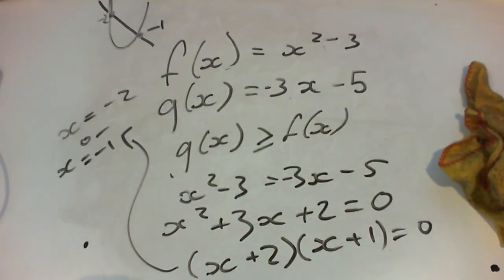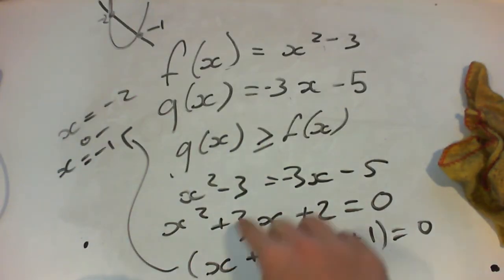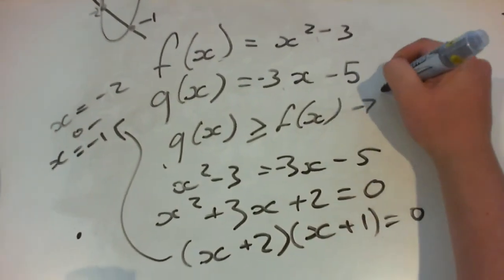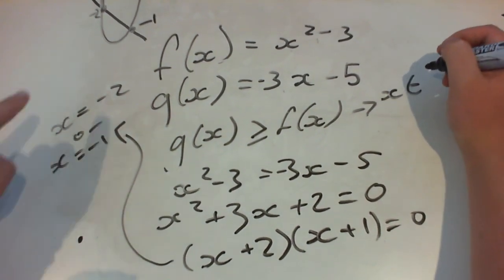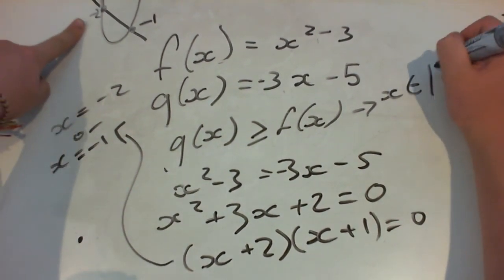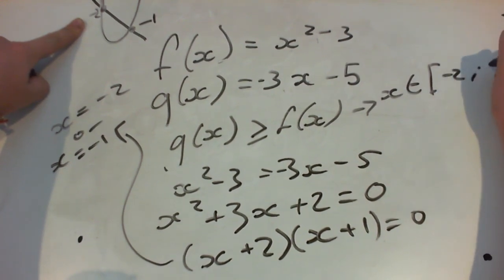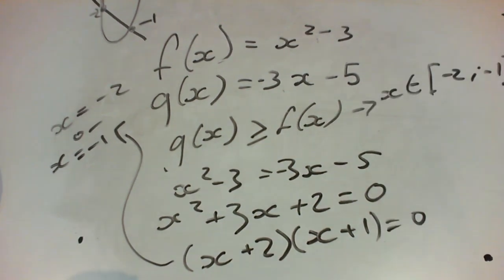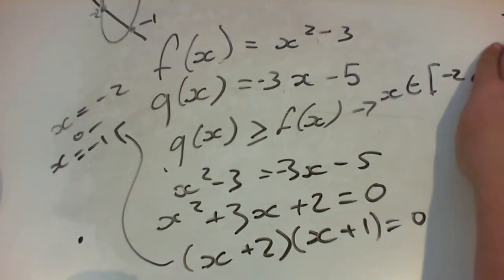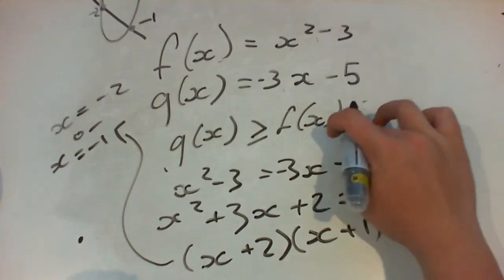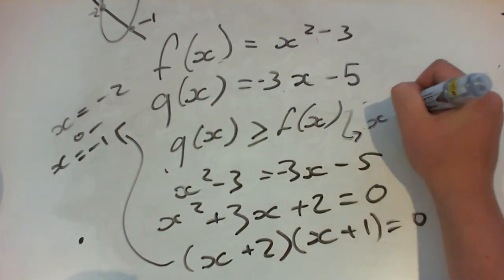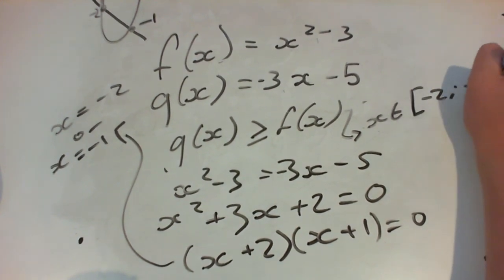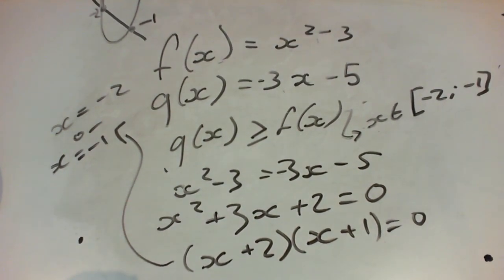So we can then conclude that this leaves us with x as an element going from negative 2 including to negative 1 including. And that is the answer we get. Oh, it's off. x is an element from negative 2 including to negative 1 including. There we go. And that's the answer.